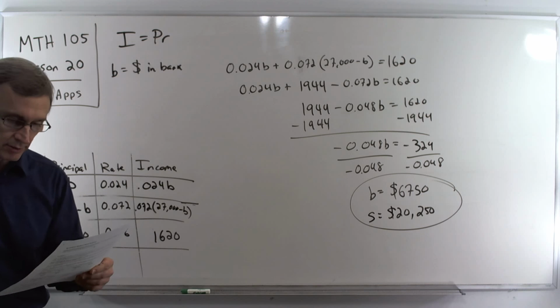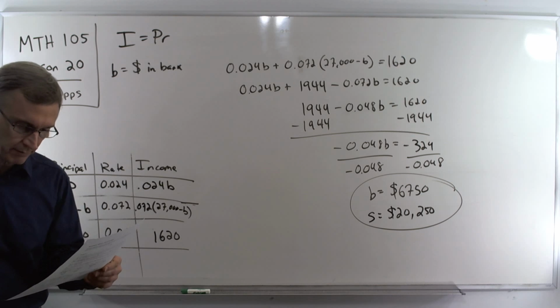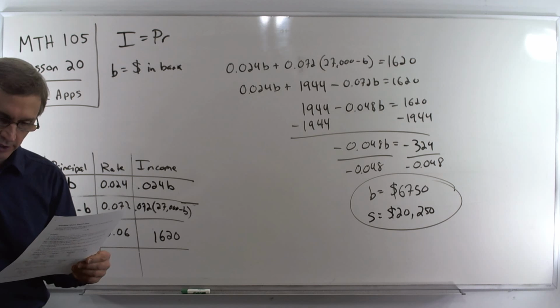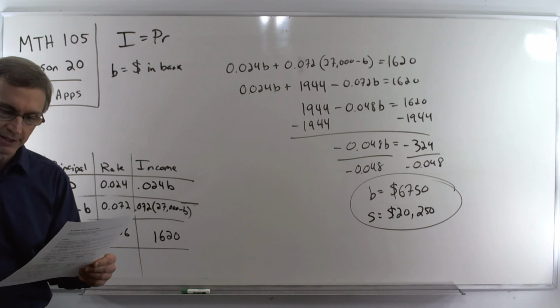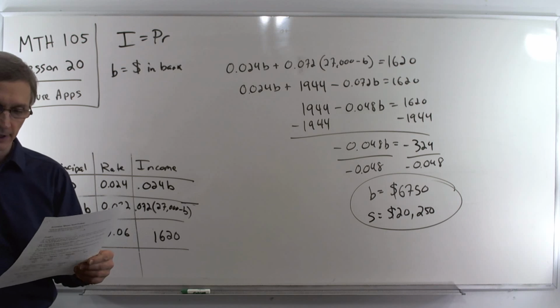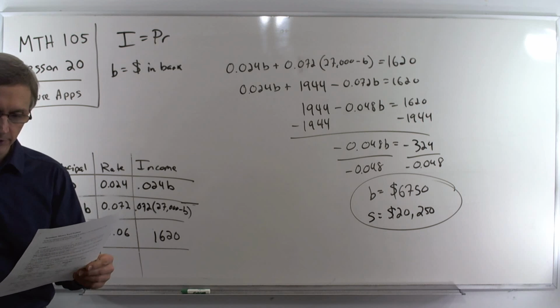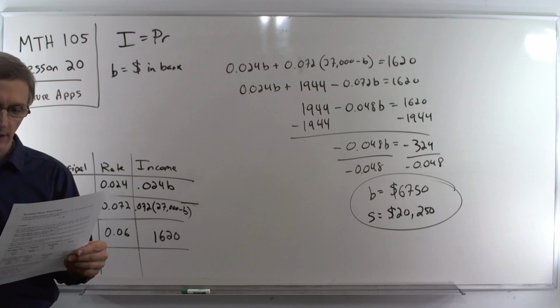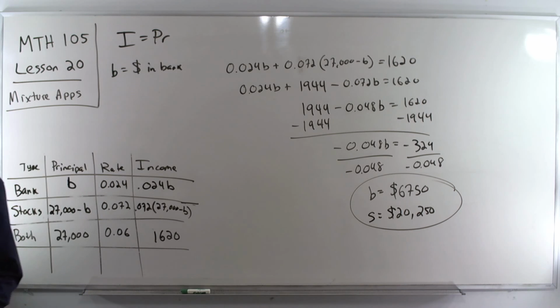Your turn, number 5. This one's a little bit different. An investor puts money into an account that earns 6% interest. Then the investor put $5,000 less than the first investment into another account that earns 4% interest. The total interest earned over 1 year is $3,000. How much is invested in each account?